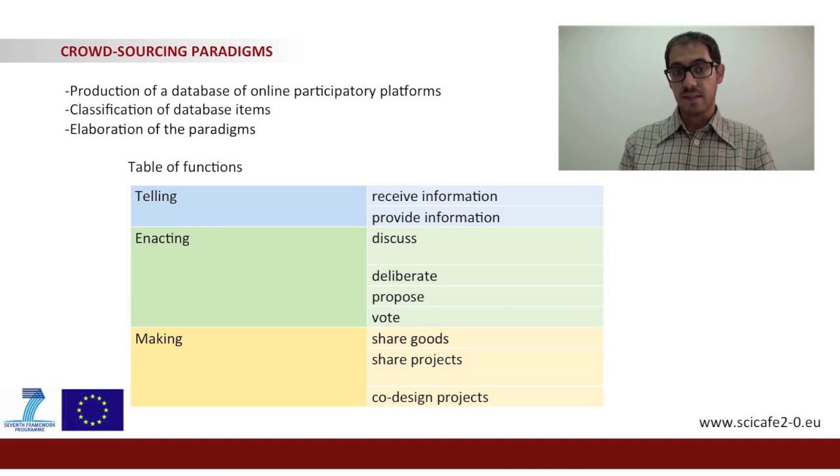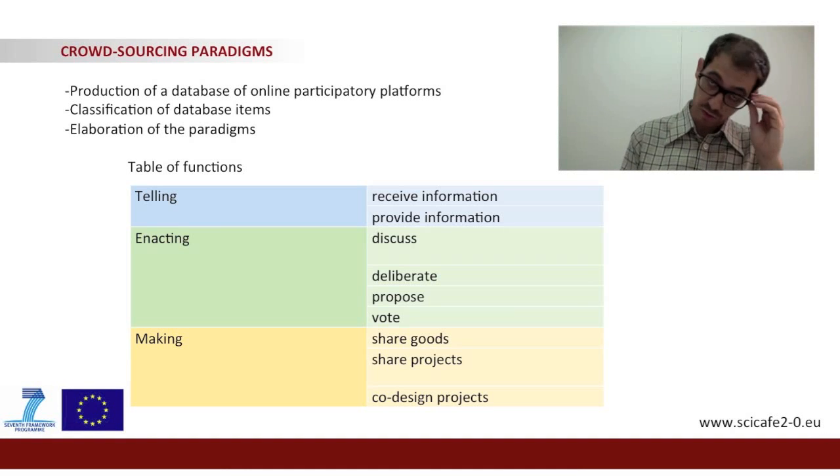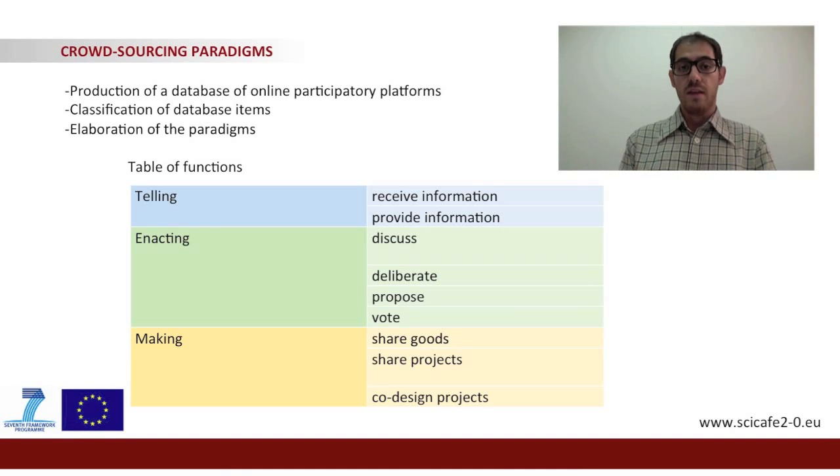In this slide, you can see an example of this classification regarding the functions of these platforms. The functions can be classified in telling functions, which are the functions about the receiving and providing of information. Then the enacting functions, which are the functions linked to the discussion, deliberation, the proposing, the voting. And then the making functions, which are the functions linked to the sharing of goods, of projects, and of co-design projects.